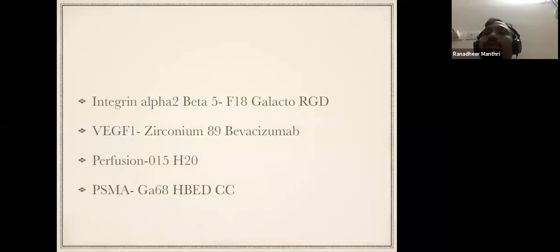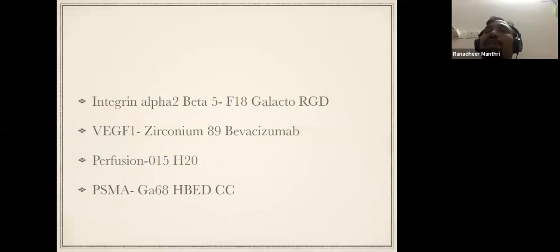So integrin alpha v beta 3, F18 galacto RGD binds to this integrin. VEGF, vascular endothelial growth factor. Bevacizumab goes and binds to VEGF. Perfusion, too much of perfusion: oxygen-15 H2O. PSMA, I already spoke. It is prostate-specific membrane antigen. It is a misnomer. It is glutamate carboxypeptidase, which is overexpressed again in neovascularized tissue. That's why PSMA also binds to the neovascularized tissue.